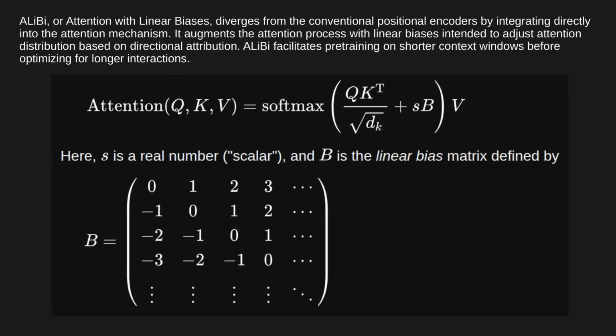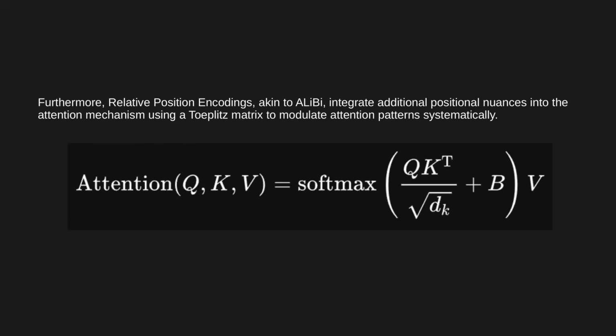ALiBi, or attention with linear biases, diverges from the conventional positional encoders by integrating directly into the attention mechanism. It augments the attention process with linear biases intended to adjust attention distribution based on directional attribution. ALiBi facilitates pre-training on shorter context windows before optimizing for longer interactions. Furthermore, relative position encodings, akin to ALiBi, integrate additional positional nuances into the attention mechanism using a Toeplitz matrix to modulate attention patterns systematically.